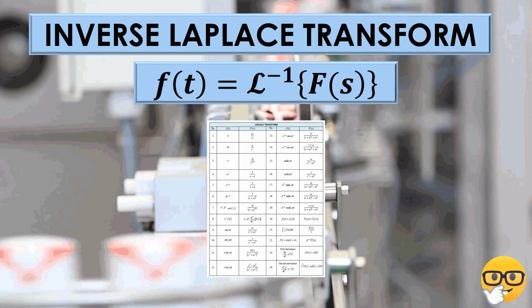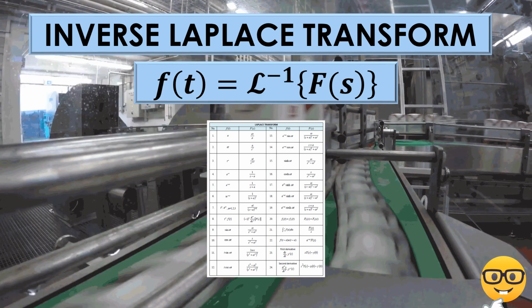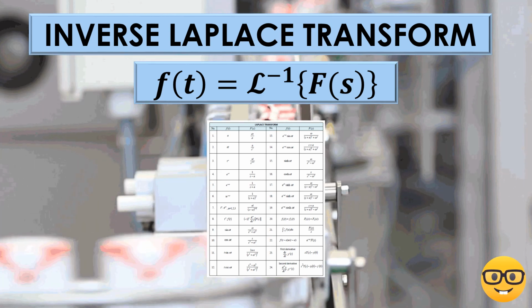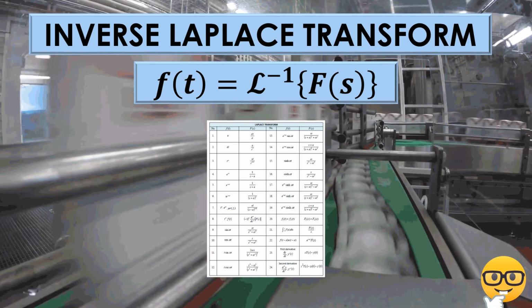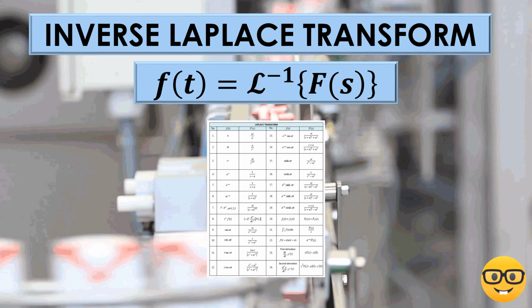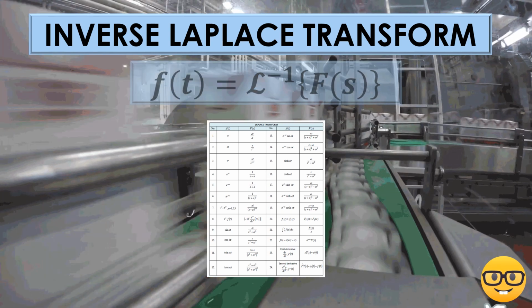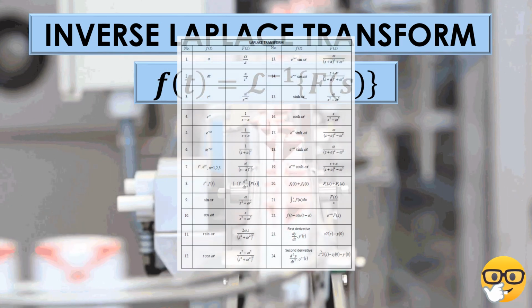Theoretically, the inverse Laplace transform can be defined as the transformation of a Laplace transform, that is a rational function of s, into a time domain expression, that is a function of time t. The inverse Laplace transform can be written in this form. We still need the Laplace transform table for reference as before.